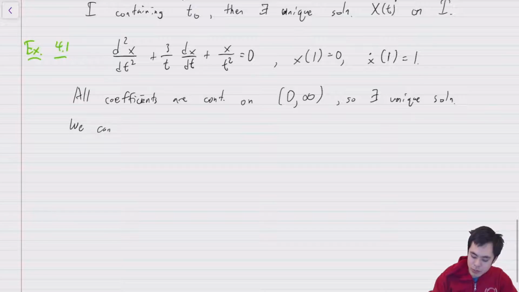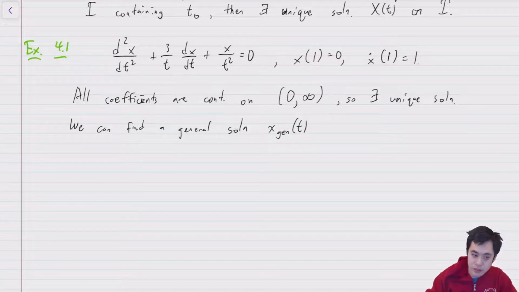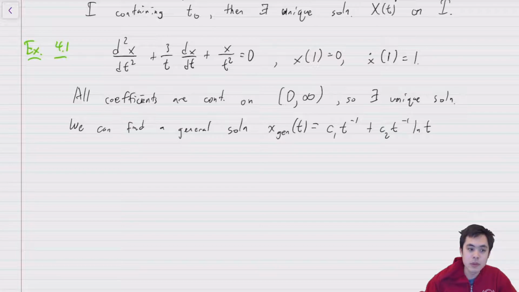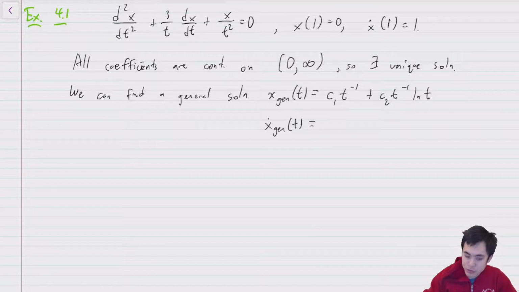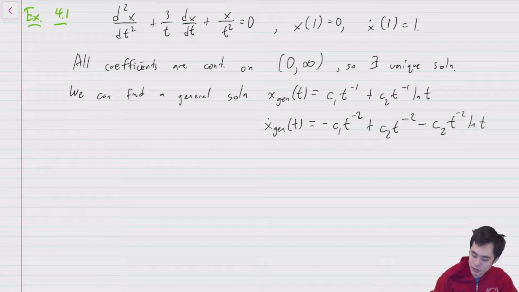And we'll be going over this a bit more in the next video, but we can find a general solution, x_gen(t), which is equal to c1 t inverse plus c2 t inverse natural log of t. And you can plug this back in, and you'll see that this does get you what you want. And if you have a general solution, let's go ahead and take the derivative since we'll need this in a moment. It's minus c1 t to the minus 2 plus c2 t to the minus 2 minus c2 t to the minus 2 natural log of t. So this is by the product rule.